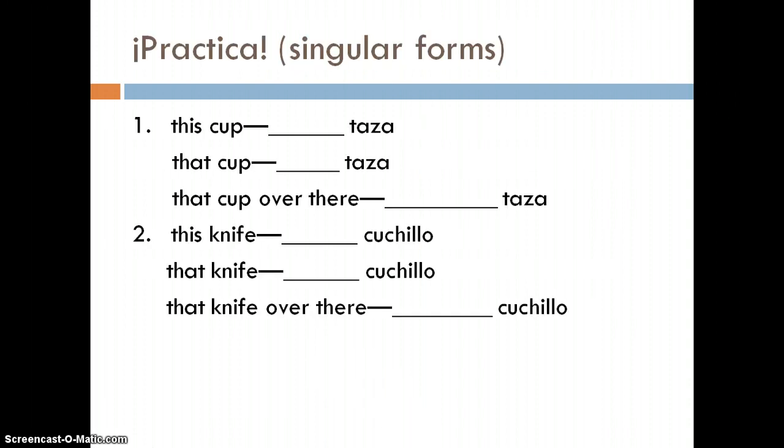Practica. Let's look at the singular forms. To say this cup, how would you say that? You'd say esta taza. That cup, you would say esa taza. And to say that cup over there, aquella taza. To say this knife, este cuchillo. That knife, ese cuchillo. And that knife over there, aquel cuchillo.